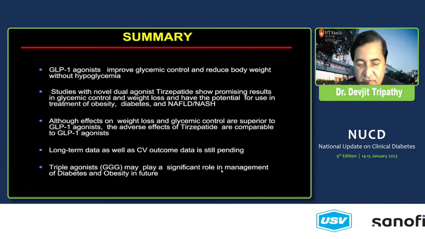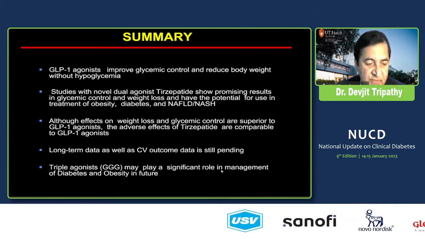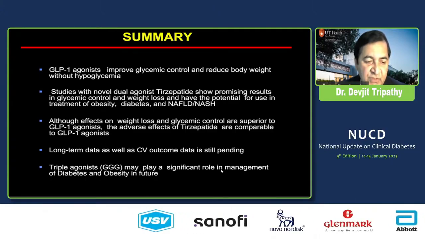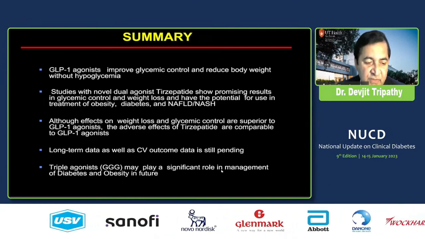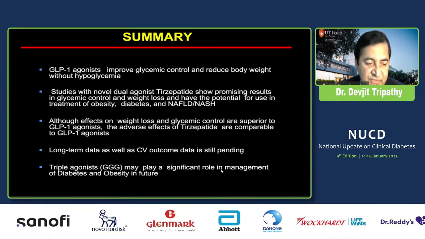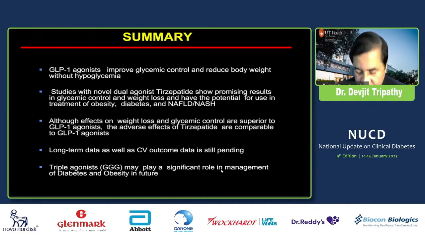I think that was the last slide. And as I showed, there are several trials underway now, but there's no GLP and GIP in the pipeline now. GLP and glucagon is being pursued for treatment of type 2 diabetes and NASH, and GLP, GIP, and glucagon is again being pursued for treatment of type 1 diabetes, NASH, as well as type 2 diabetes.